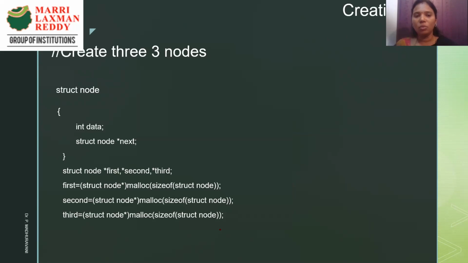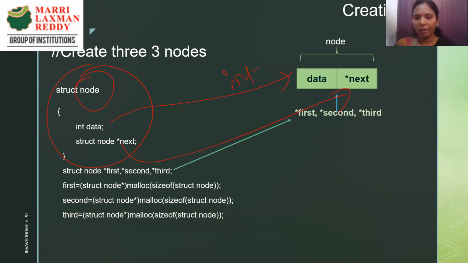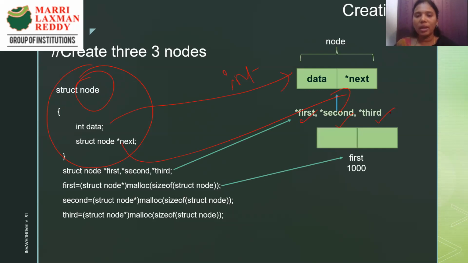Let's create three nodes. Just declare a node structure with two parts, data and the pointer. This entire thing will be referred to with the name node, which takes data of type integer and a pointer next. And this node we refer to with the pointers first, second, and third. Now allocate memory individually for each and every node. Let's start allocating memory for node 1. That node I am referring to with the name first.